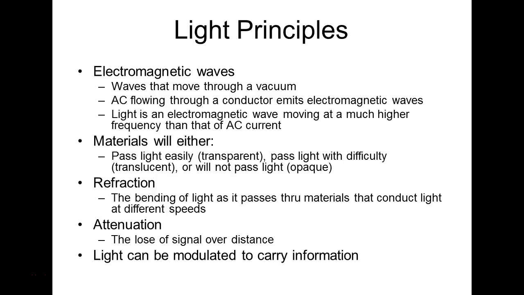So, material will either pass light easily, called what? Something that passes light easily, we use the term transparent. If it's hard to get through, it still gets through, but it's hard, we call those translucent. And if it doesn't pass it at all, we call it opaque. Y'all have heard those terms before, right? Opaque.